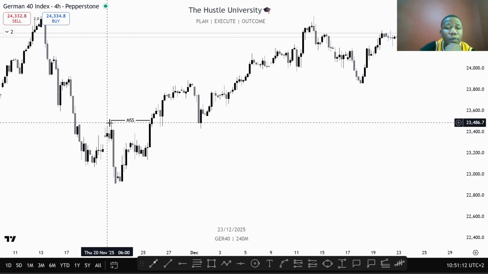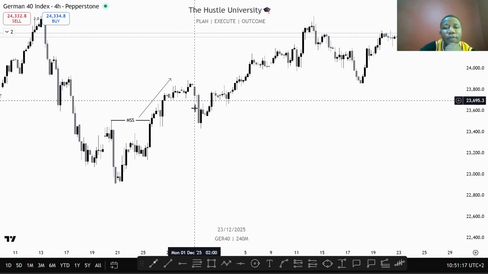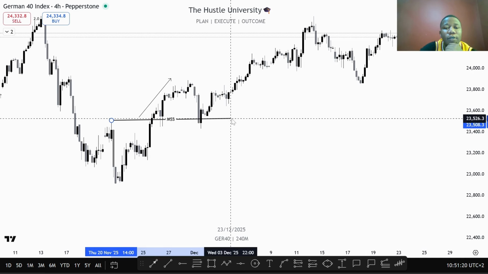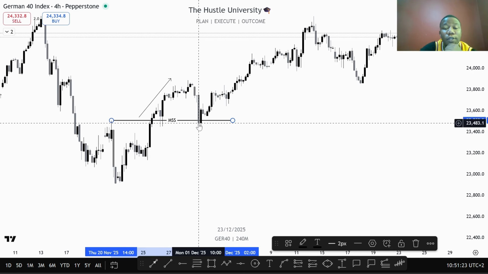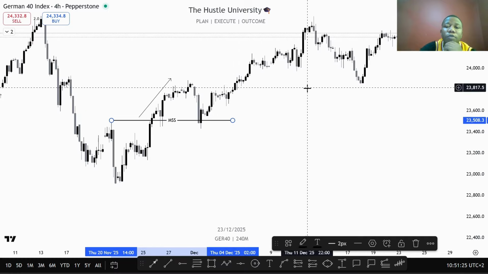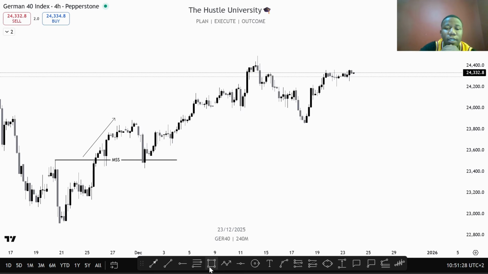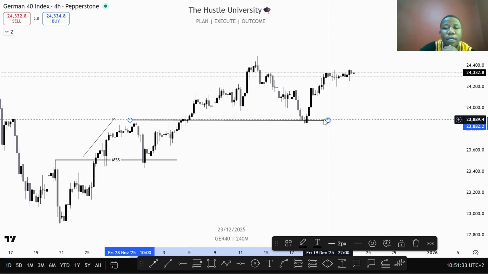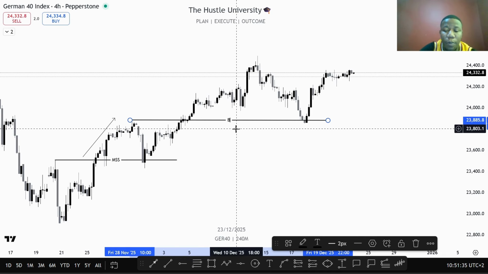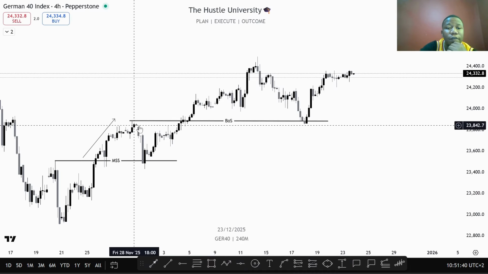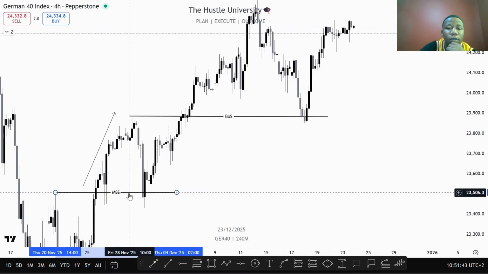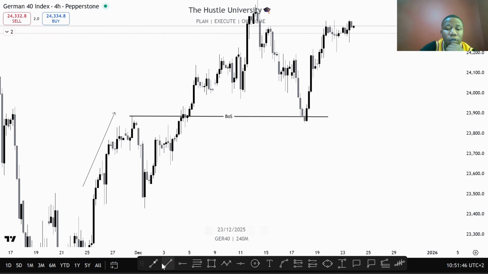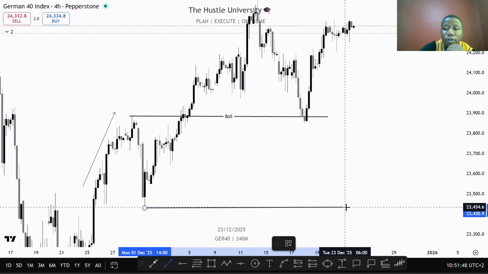So this market structure shift gave us that indication to the upside. Price then came back to correct to the downside to this level, and then price moved from there to the upside. You get what I'm saying? And then we had a break of structure happening at these previous highs over here. We had a break of structure at these previous 4-hour highs. So now the new range would be between that high and this low over here.